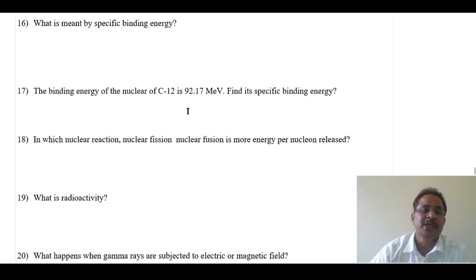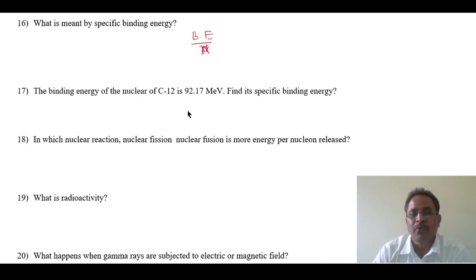Then what is meant by specific binding energy? That is what we have already calculated or shown. This is binding energy per nucleon. Suppose this is capital A. To form any nucleus, that is 6C12, 12 nucleons are required, and the energy emitted in the formation of the nucleus divided by 12 nucleons will give the binding energy per nucleon for this particular carbon atom.